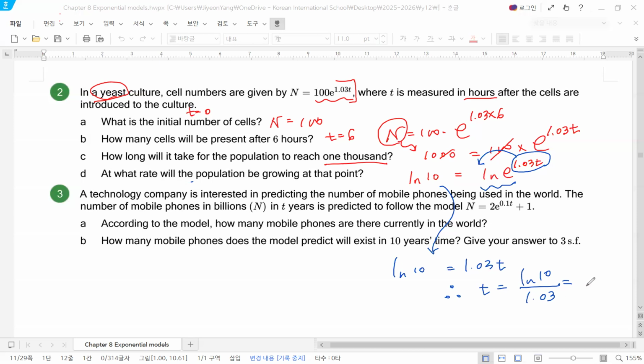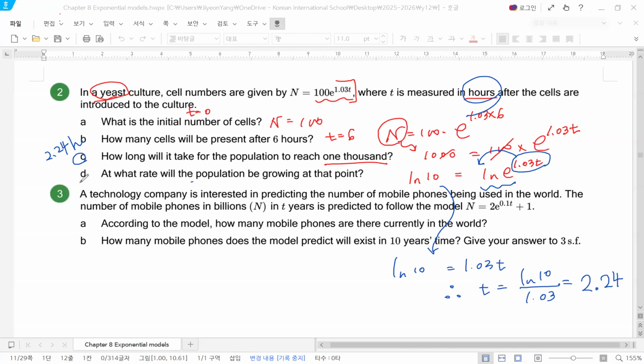Do you need exact values or just round it up? You cannot find the exact value because it's an irrational number, but you need to round it. But you mean to the nearest whole number? No, 2.24. Okay, then I'm going to take 2.24. So the answer should be 2.24. And what's the unit, guys? Hours. Do you understand? After 2.24 hours, the number of yeast cells reaches 1,000.